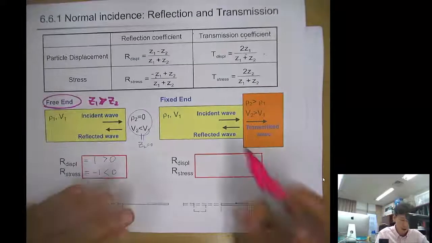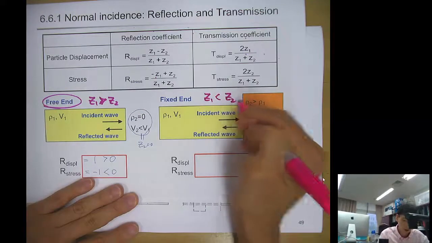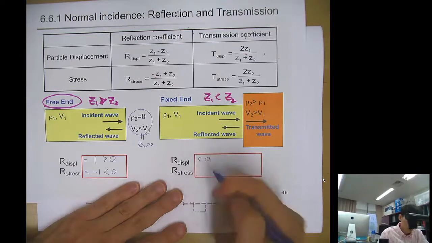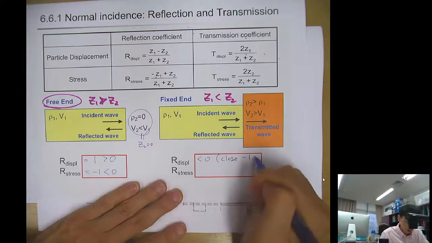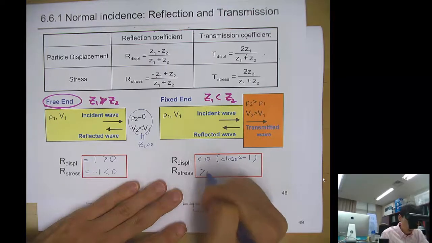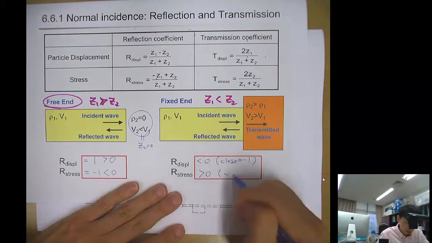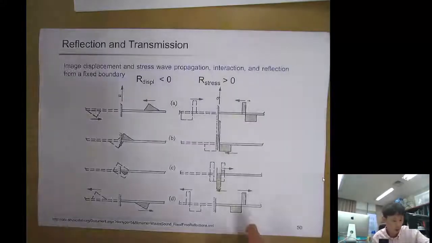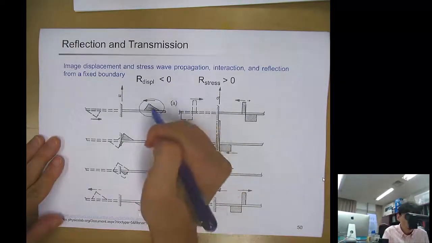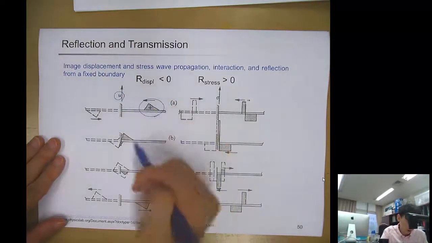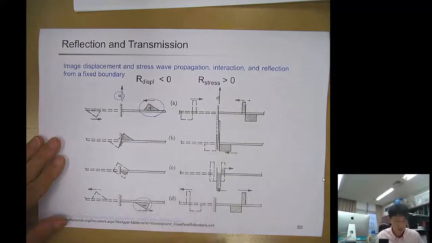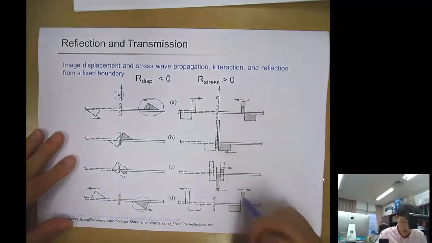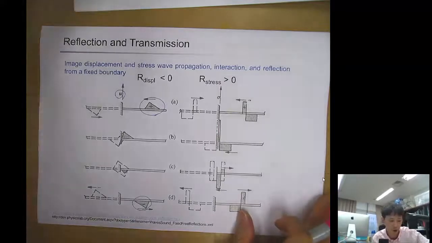And if it's a fixed end, then now Z1 is smaller than Z2, then R displacement will be less than 0, or close to -1. R stress will be positive, or close to 1. So then it's gonna be the other way. So here, if the positive polarity in terms of displacement is coming in, then it flips back to negative. And if positive stress is coming in, then it will keep its polarity as positive.